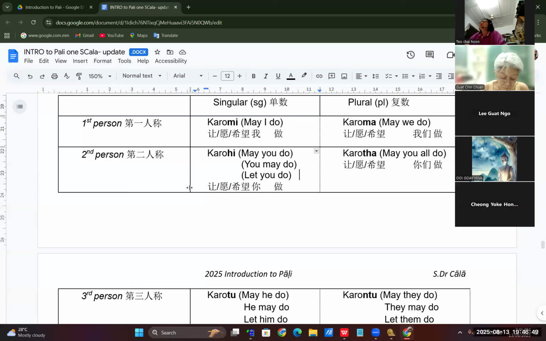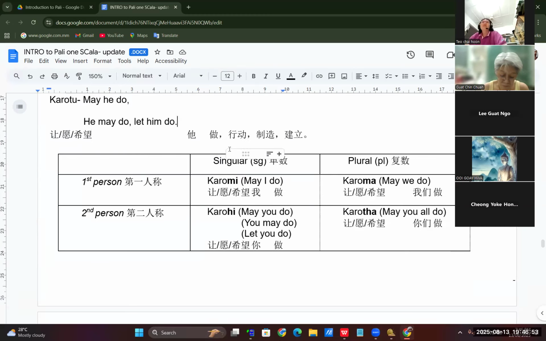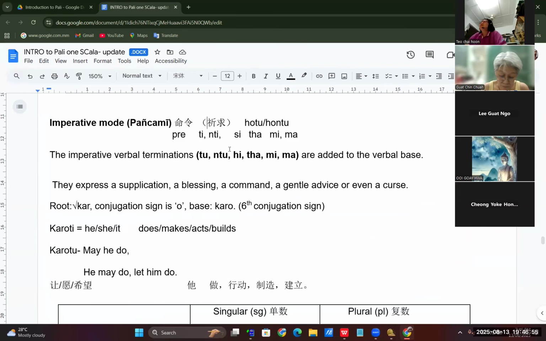So I think you all have already copied. Now remember, you still have to build on existing knowledge. You have the ti, anti, si, tha, mi, ma present tense. Now you have the tu, antu, hi, tha, mi, ma. So always remember the three of them are the same in terms of tha and ma. Tha is second person plural. Ma is first person plural.